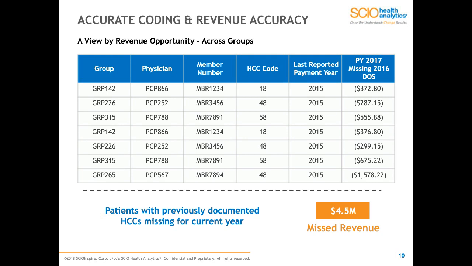You want to be able to identify those groups, find those PCPs or those particular physicians within that group that have associated members where we're finding challenges with some of the coding capture, and look at that in terms of the prior payment year, understanding what's missing, and then calculating the potential revenue miss that's teeing up as a result.